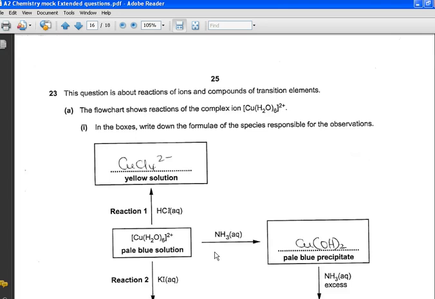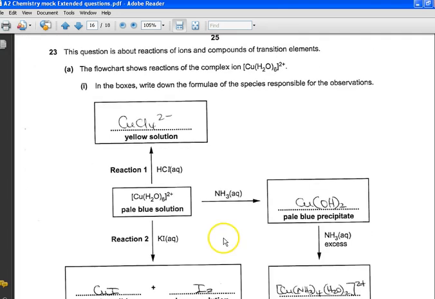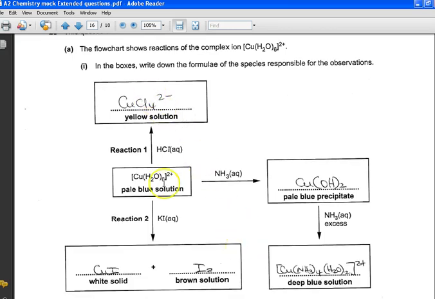Okay, and then this is the last question. This is on the transition metals. You need to know these reactions, what colour change, because the colour change is a hint to you as to what's going on.